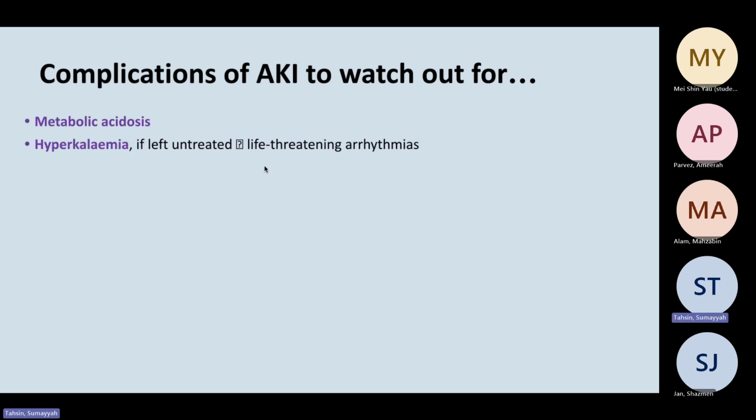The second complication, probably the most important one, is hyperkalemia, because if you do not treat the hyperkalemia, the patient can have life-threatening arrhythmias. So in terms of the classification of hyperkalemia, mild hyperkalemia would be a serum potassium of between 5.5 and 5.9 millimoles per liter. Moderate would be between 6 and 6.4, and then severe would be more than or equal to 6.5. And we want to treat hyperkalemia if the potassium is greater than 6 millimoles per liter with ECG changes, or if the potassium is greater than 6.5 millimoles per liter.